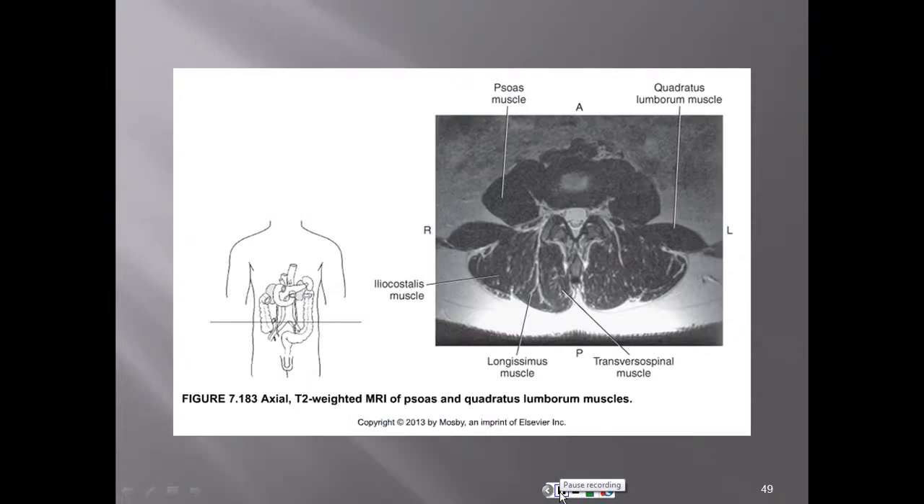This is an axial T2 weighted MRI of the psoas and quadratus lumborum muscles. This image can be found on page 491. And so let's discuss the muscles. The abdominal wall is formed superiorly by the diaphragm and inferiorly continuous with the pelvic cavity. Remember, the diaphragm is indeed yet another muscle. The quadratus lumborum muscles form a large portion of the posterior abdominal wall.